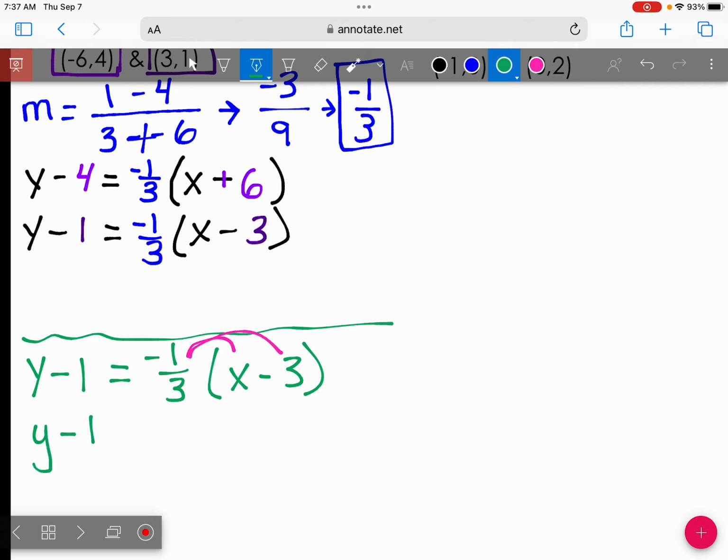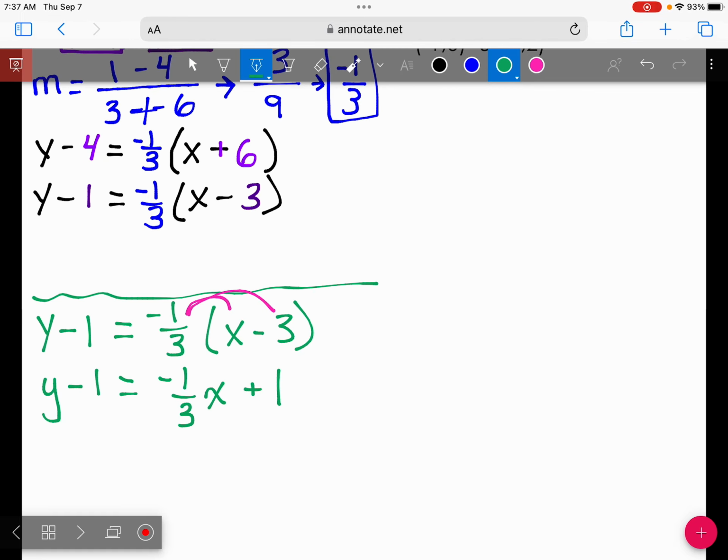Y minus 1 equals negative 1/3 x, just going to be what it is. And then minus 1/3 times minus 3 gives us what? 1. Plus 1. So the first thing we're going to do when we're taking point-slope form into slope-intercept form is distribute through your slope.